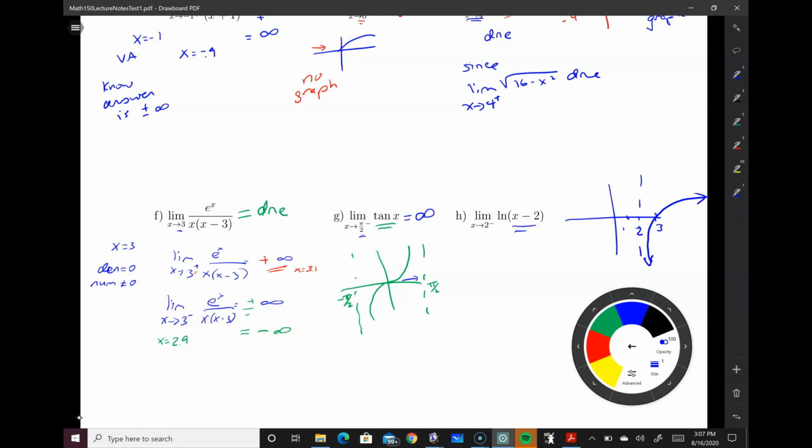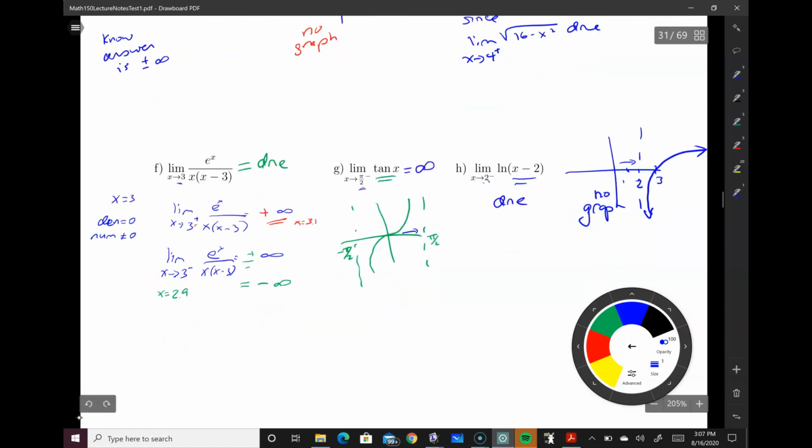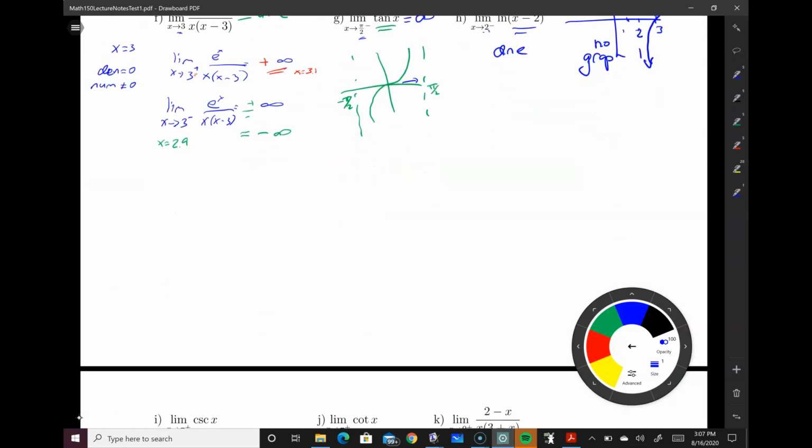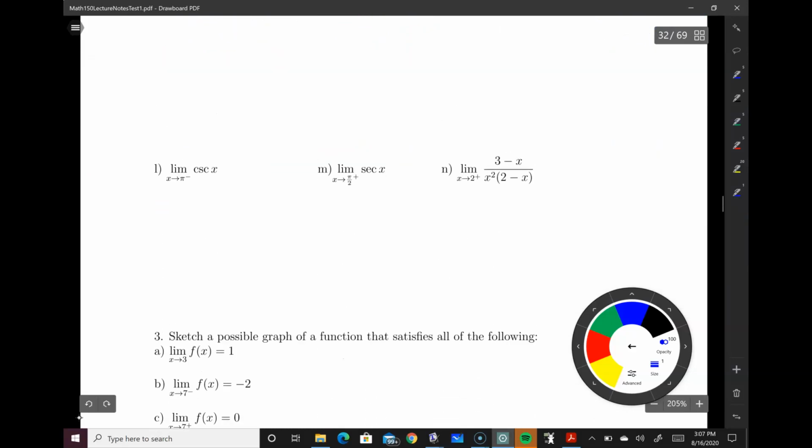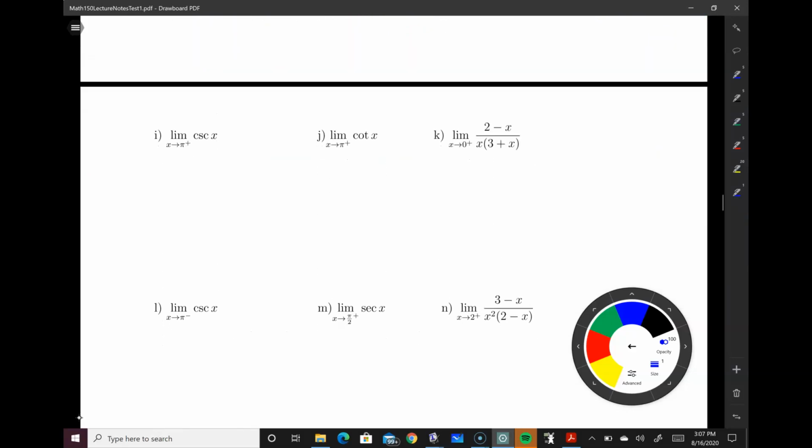So what happens as I'm going towards 2 from the negative side? From the negative side, there's no graph. So since there's no graph, the answer is D and E, right? There's no graph coming from that side. Let's see how many more I've got. All right, finish up these ones right here.